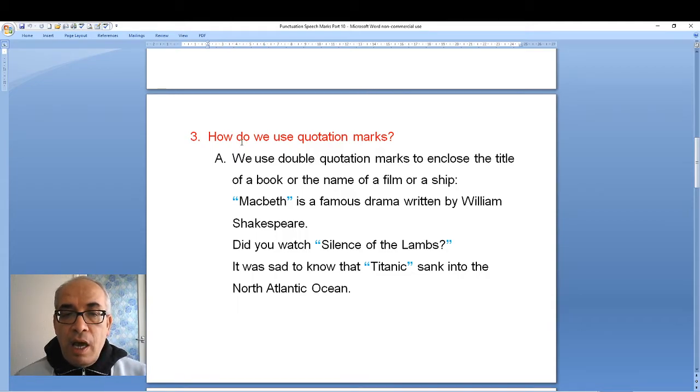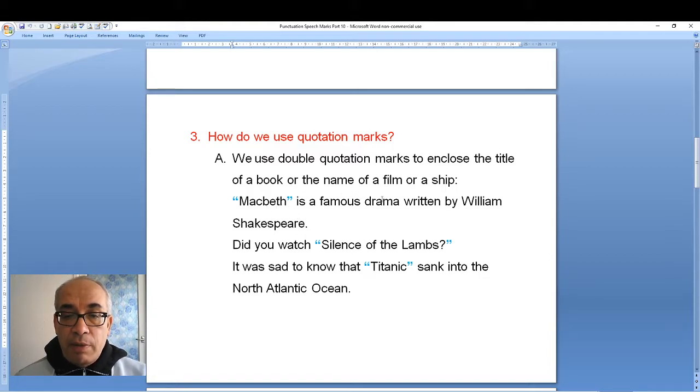Number 3. How do we use quotation marks? We use double quotation marks to enclose, like this, the title of a book or the name of a film or a ship. Macbeth is the name of a book. It is a drama, it is a tragedy. So what do I put before Macbeth? Double quotation marks. What do I put after Macbeth? Double quotation marks. Why? Because Macbeth is the name of a book.